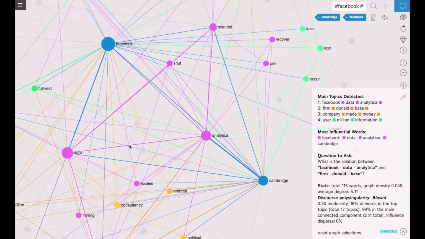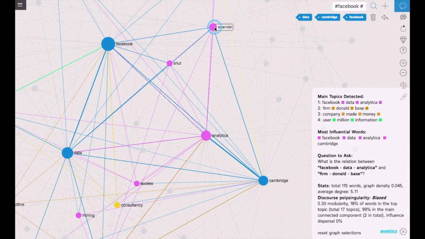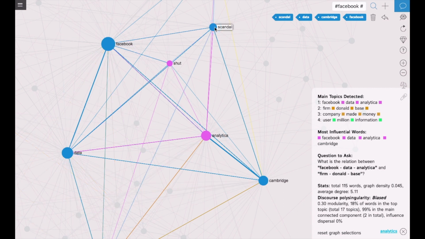So if we look at Google search results, we will see that most of the search results are talking about the data scandal, not pointing so much attention to other perspectives that exist in the situation.